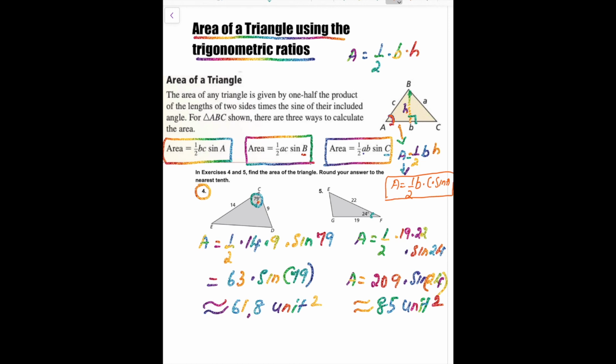So you need to understand from where they are getting these formulas so you don't forget. Even if you forget, you can use the trigonometric ratio to find the altitude using the sine of that angle, whatever the given angle is.